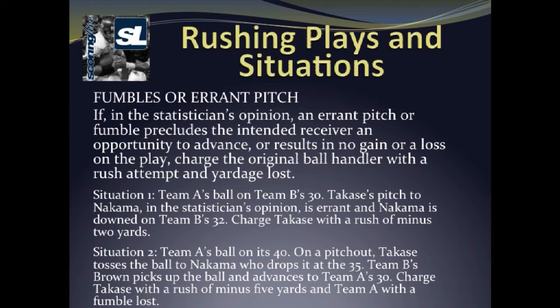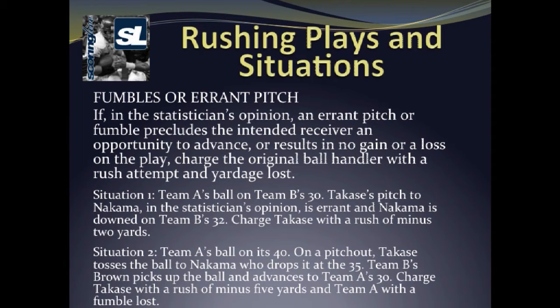Okay. Situation 1. Team A's ball on Team B's 30-yard line. Takase pitches to Nakama, but in the statistician's opinion it is errant, and Nakama is down on the B32. In this case, we charge Takase with a rush of minus 2 yards. Pretty much straightforward.